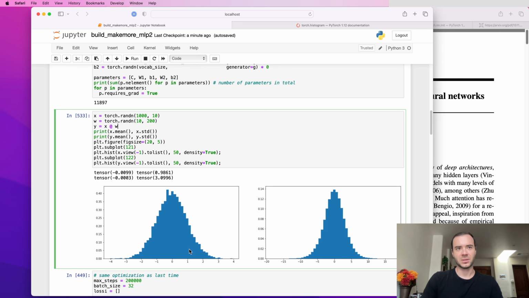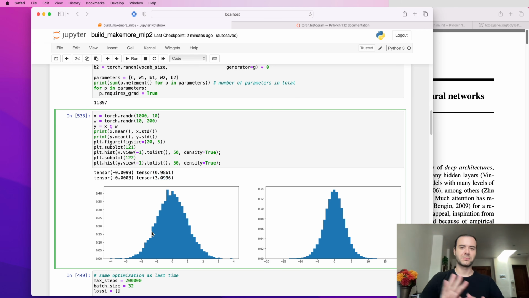In the beginning here, the input is just a normal Gaussian distribution, mean 0 and standard deviation 1. The standard deviation, again, is just a measure of the spread of the Gaussian. But once we multiply here and look at the histogram of y, we see that the mean, of course, stays the same. It's about 0, because this is a symmetric operation. But we see here that the standard deviation has expanded to 3. So the input standard deviation was 1, but now we've grown to 3. What you're seeing in the histogram is that this Gaussian is expanding from the input.